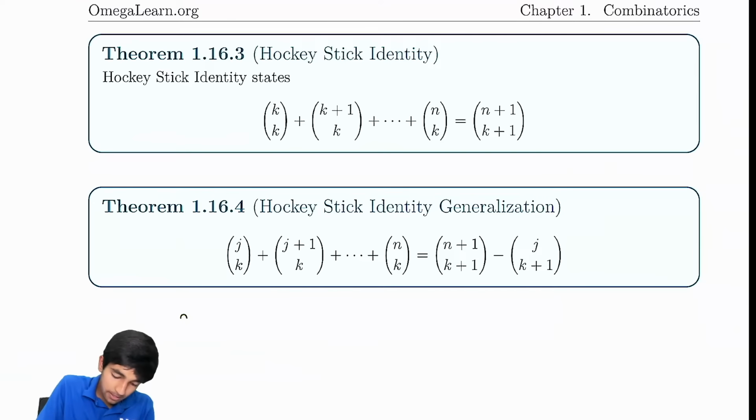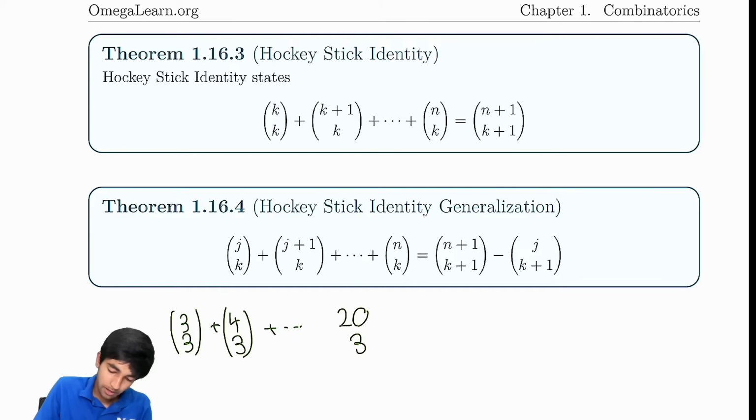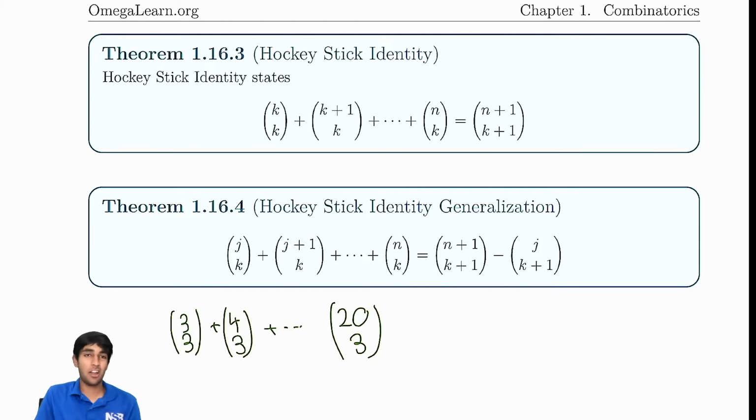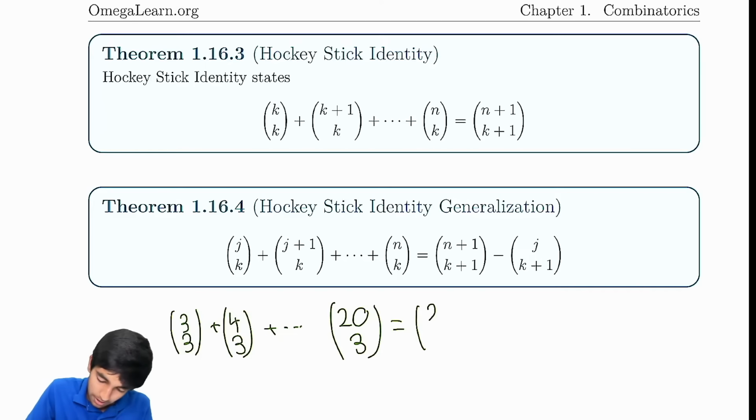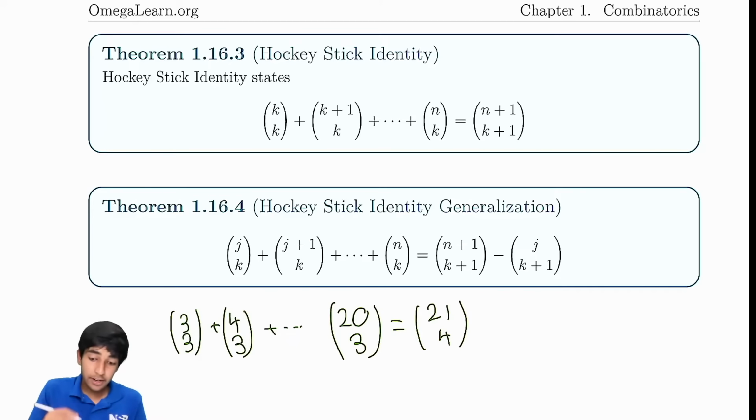And let's say we have something like 3 choose 3 plus 4 choose 3 plus all the way till 20 choose 3. Now, trying to do this by hand, not fun. So what hockey stick identity says is this is just take the last term here, make this one bigger and this one bigger. So that gives 21 and 4. And the thing about this is you have to be very careful. You have to start at 3 choose 3.